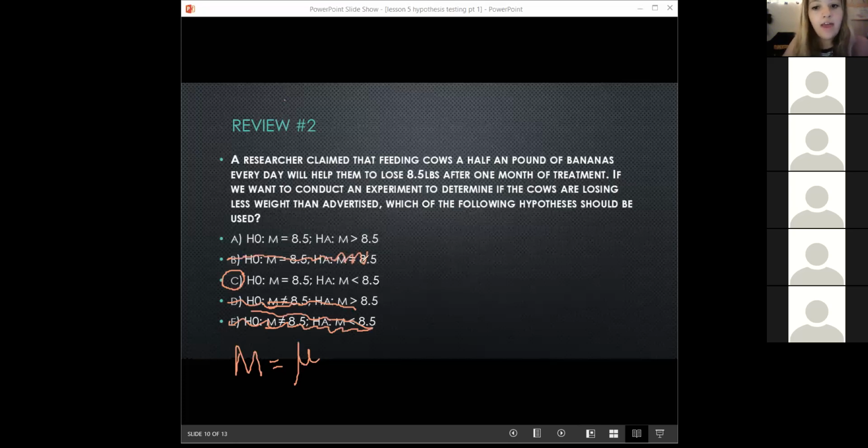And then for A, the only issue with that is that if we look at our actual problem, it says determine if the cows are losing less weight than advertised. So that's going to be our alternative hypothesis, the less weight. And the weight advertised would be the 8.5 pounds. So that's why C is the correct answer, because it's saying that mu is less than 8.5. So C is correct. A is saying that mu is greater than, but our alternative should be less. So that's why A is not correct. So our answer is C.